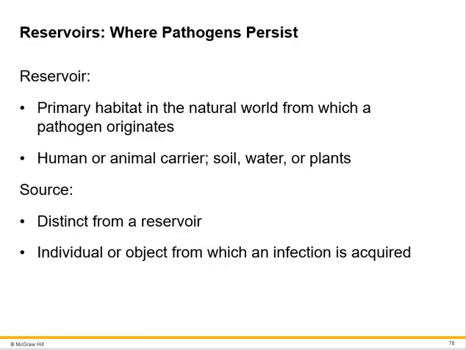So reservoirs are where the pathogens persist. This is like where you acquire them or where their natural habitat is. So the primary habitat is the reservoir. It could be a human or an animal carrier, soil or water or plants. That's a reservoir. The source is where you actually got it from, the source from which the infection is acquired. So it could be the same as a reservoir, but it could be distinct.